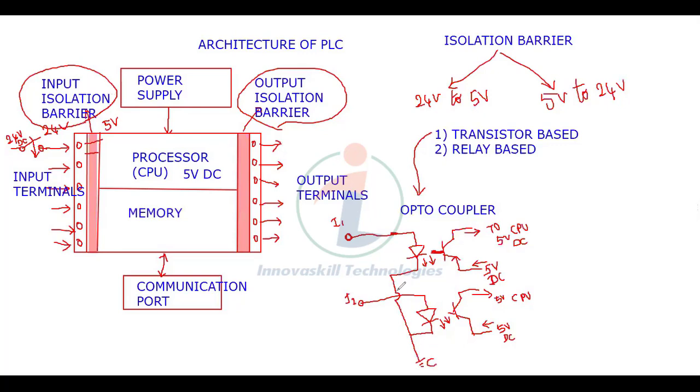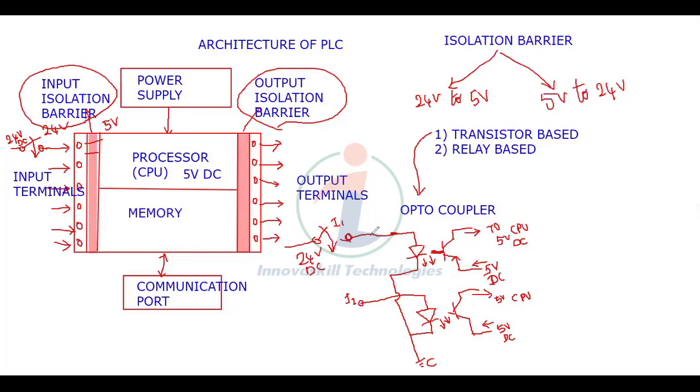So only for 2 terminals I have drawn here, but what will happen if you have some 20 terminals? For each and every terminal, this arrangement will be separately there. So what will happen whenever any switch is connected like this? If the switch is activated, automatically this 24 volt will be directly flowing to this LED. Already this LED is grounded. So what will happen if 24 volt DC is given here?